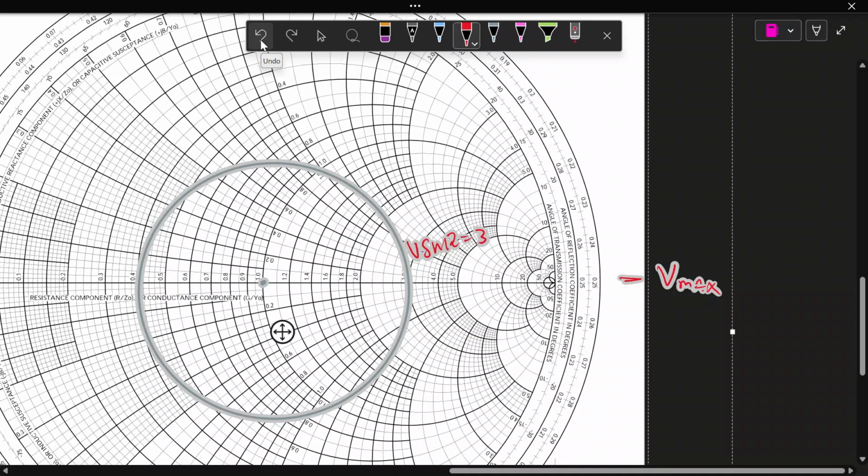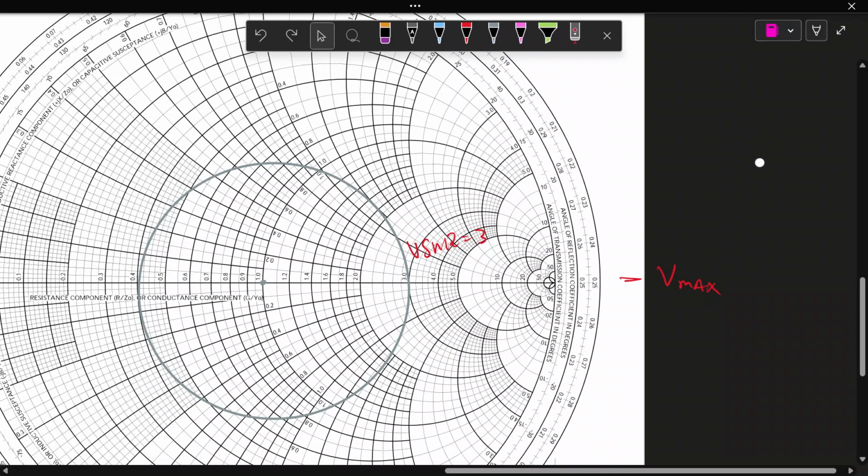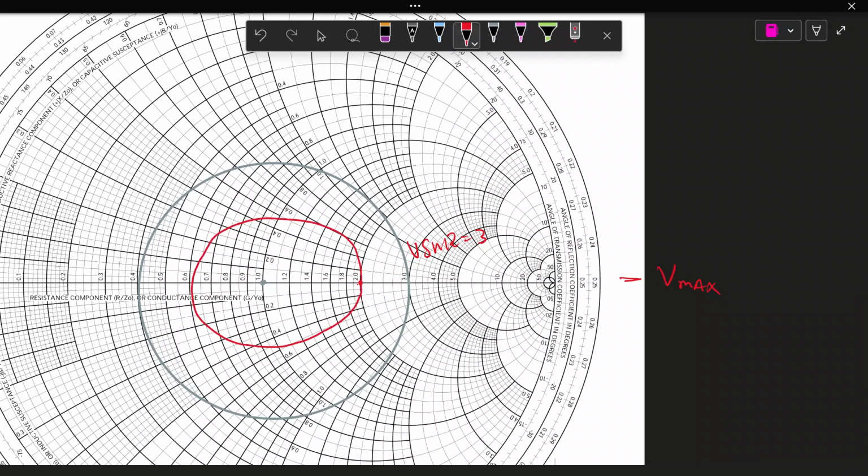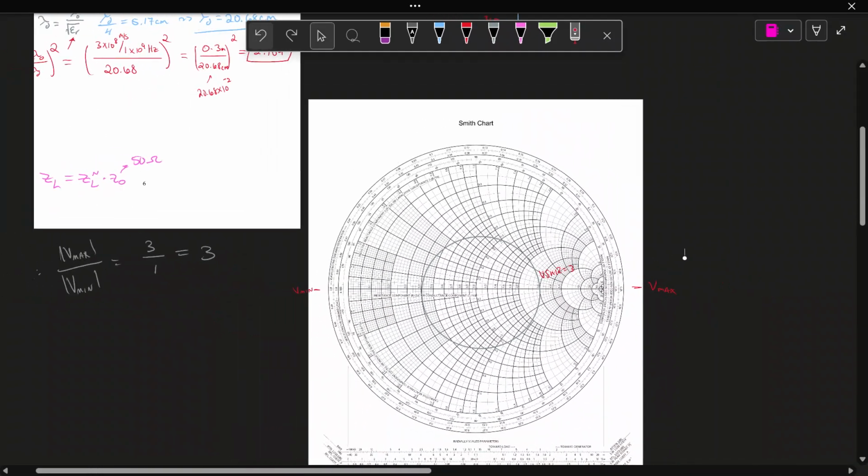If you have a voltage standing wave ratio of, I don't know, 0.5, maybe not 0.5, because that would mean Vmin is greater than Vmax. That wouldn't make any sense. Let's say Vmax and Vmin, it's 2 to 1. So you have a circle. What I would do is start at this point and just make a circle like this with your compass. Okay, so anyways, that's our VSWR circle.